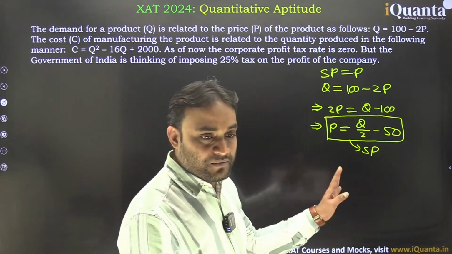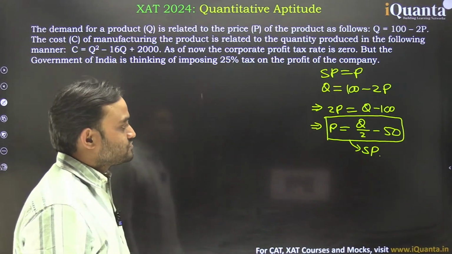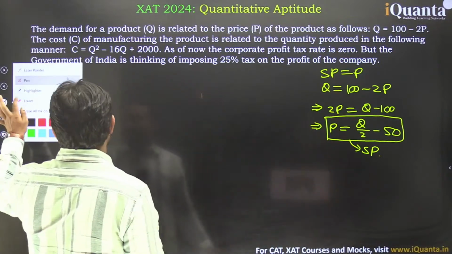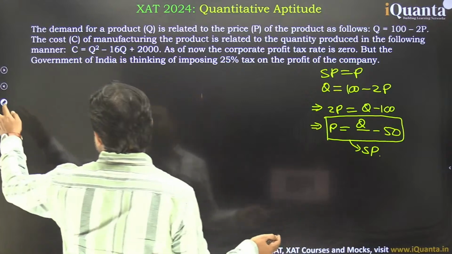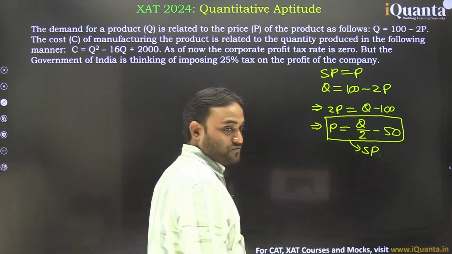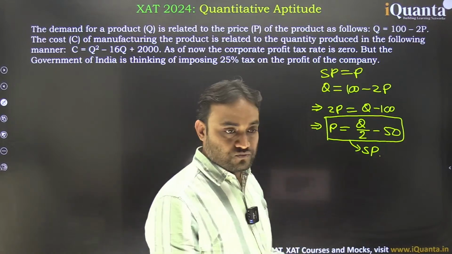Is this clear to everyone? Tell me, say yes if you understood this. That this P, the selling price of these products, depends on number of products, where number of products is equal to Q. Clear?